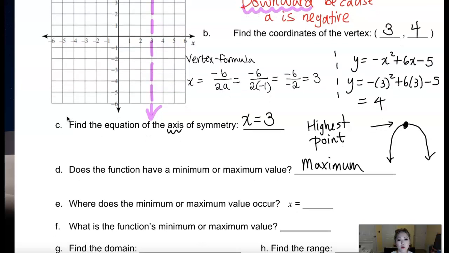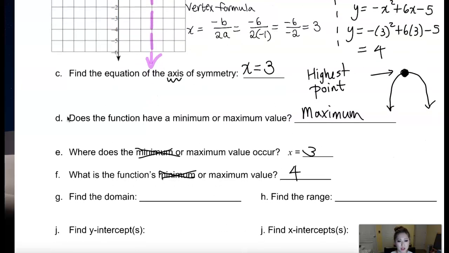All right, let's see. Where does the minimum or maximum occur? It doesn't have a minimum, it only has a maximum. So where does that maximum occur? The maximum occurs at the vertex, so tell them that x equals 3. And they're asking you, what is the function's maximum value? How high does it go? The highest point of this function will be the y value of the vertex, so say that it equals 4. These two parts come straight from the vertex, right?